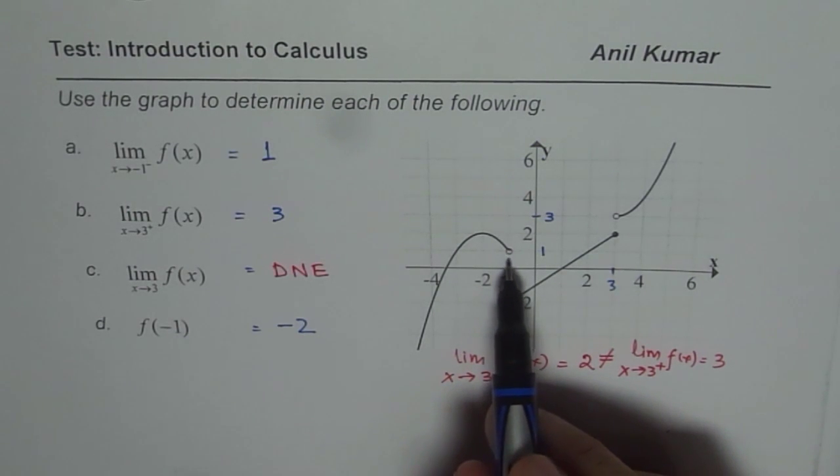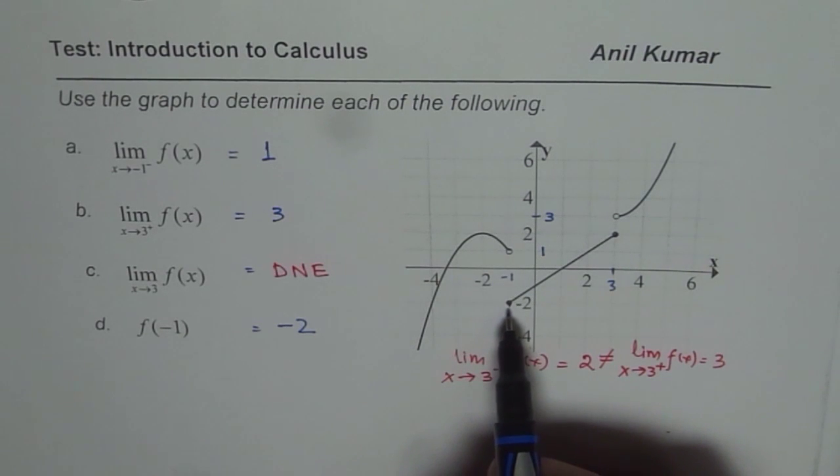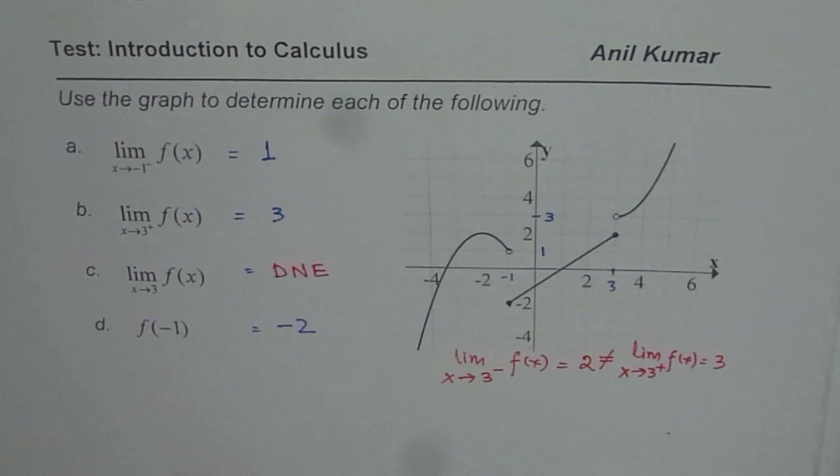So we say open hole and closed hole. An open hole is not the value. Now a closed hole is the value. So that is the answer for part D. I hope this basic knowledge based question is absolutely clear.